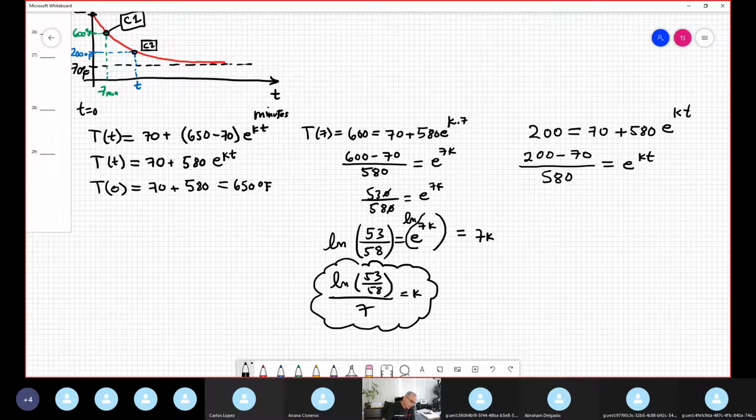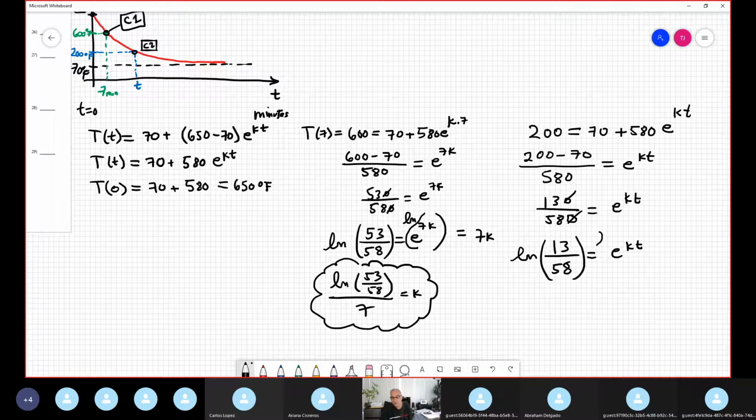Okay, it's obvious. 130. Now one more time. You delete 10, so 13 over 58 is equal to e to the kt. And one more time you apply natural logarithm of both sides. Natural logarithm of both sides. Entonces, natural logarithm of 13 over 58 is equal to kt. My goal is to solve for k.